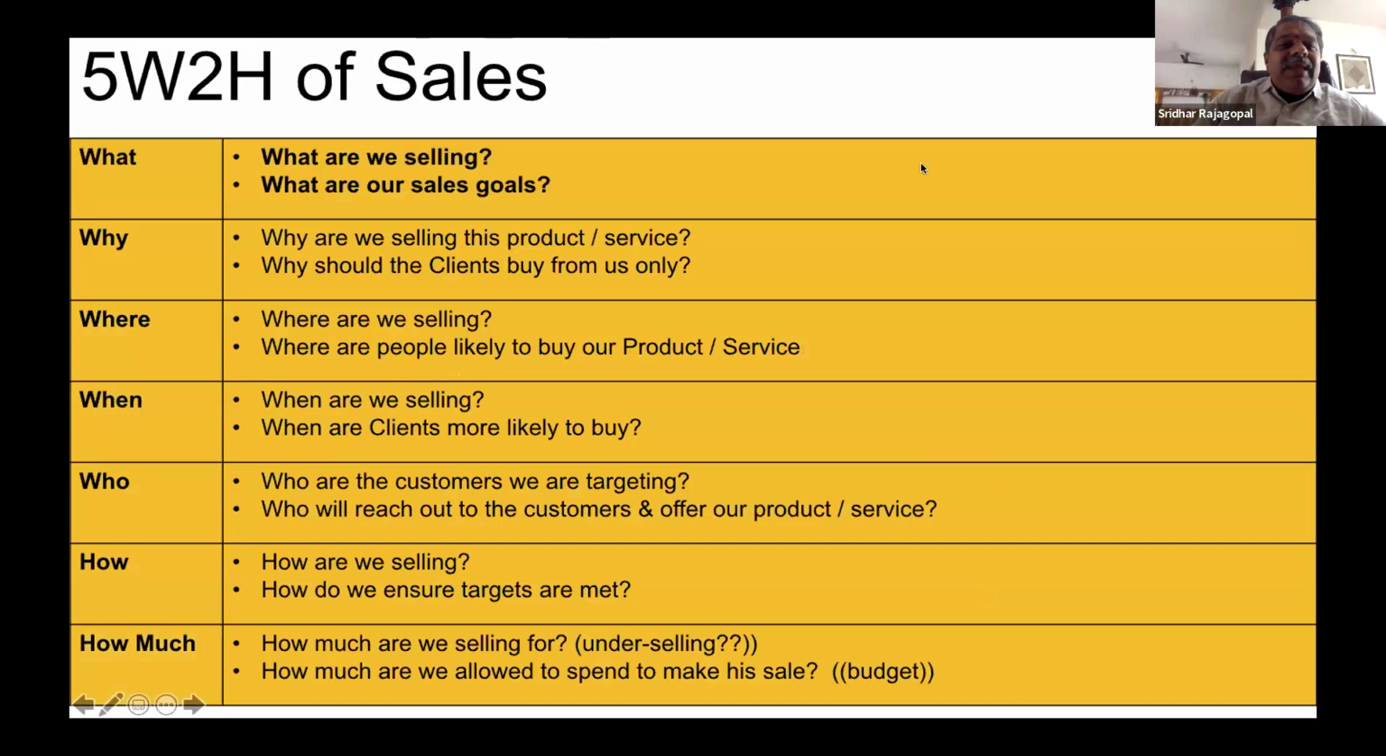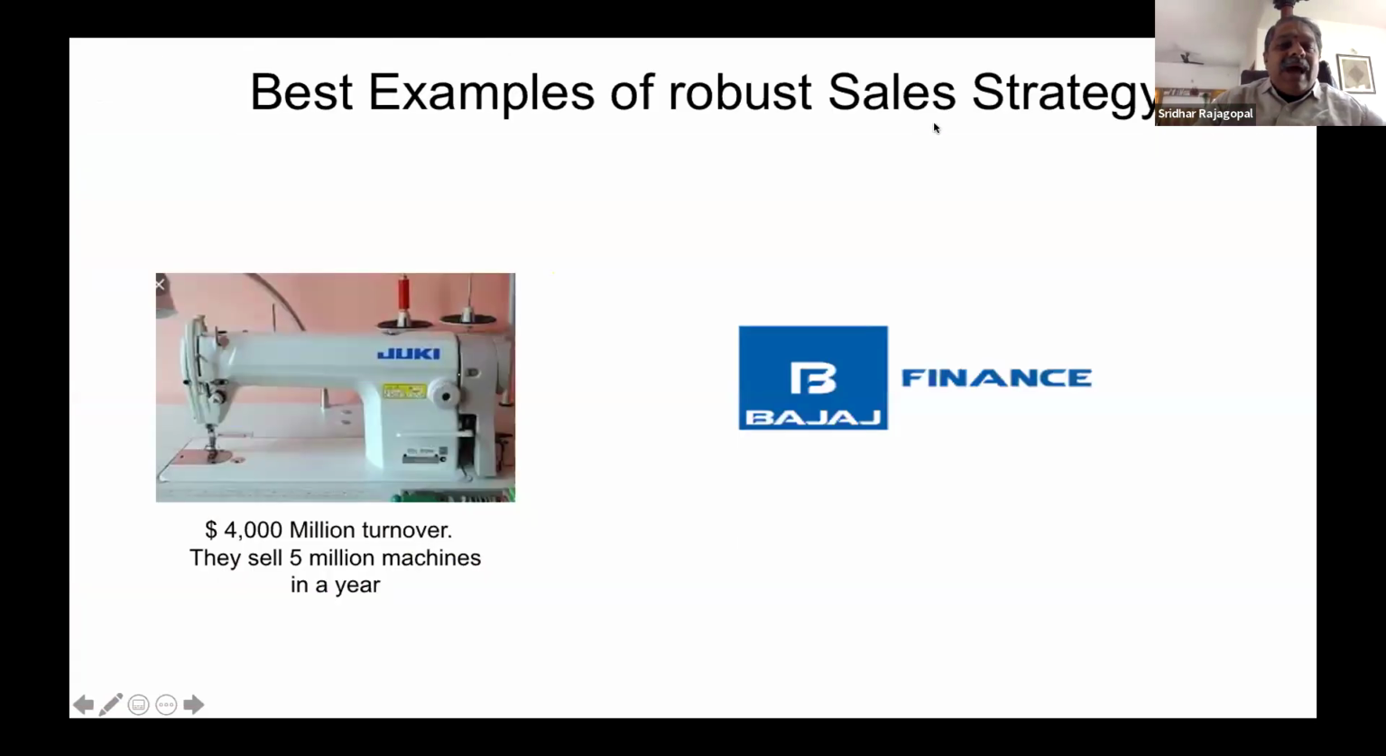Now, similarly, before I go into the 5W2H for sales, I just want to talk about two companies that have excellent sales strategy. Interestingly, both these companies, you will not see many of their advertisements. Like, for example, I don't know if you have heard of this company called Juki. It's a Japanese company that manufactures sewing machines, tailoring machines.